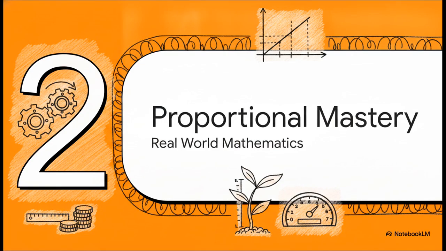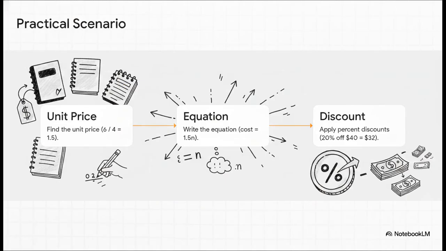Section 2. Mastering proportional relationships. Let's see how this works in reality. Say you're at the store buying 4 notebooks for $6. Step 1 is finding that unit price, right? So 6 divided by 4 gives us 1.5. Step 2, we write our equation. Total cost equals 1.5 times n, which is the number of notebooks.